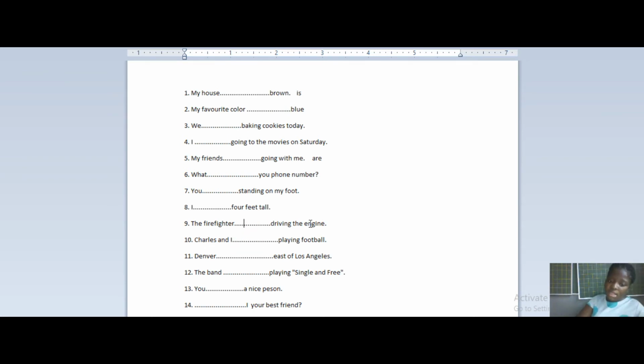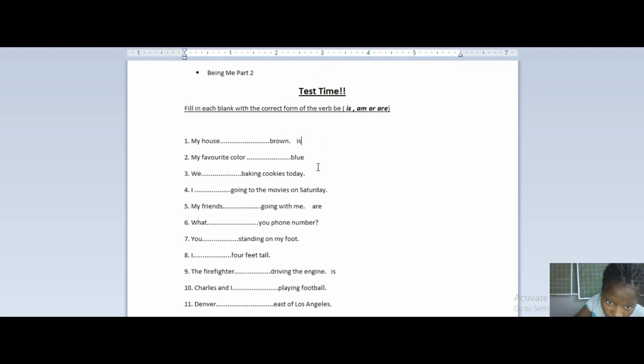The firefighter dash driving the engine. Now always look at what begins the sentence. If it's singular, then you know what to use. If it's more than one thing, then you know what to use. If it has I, you know what to use. If it has you, you know what to use. Over here we're referring to just one person, so that's singular, and then that's going to be is. So I've done 3 of them: question 1, question 5, and question 9. So the rest are yours.